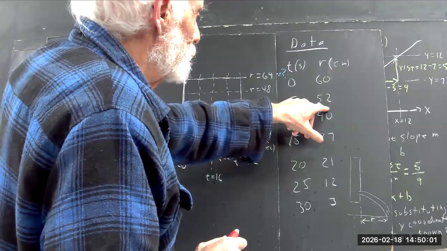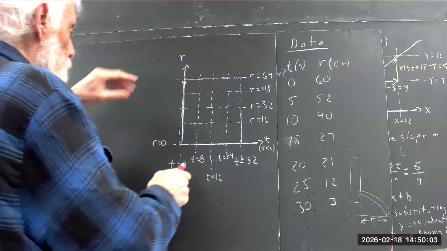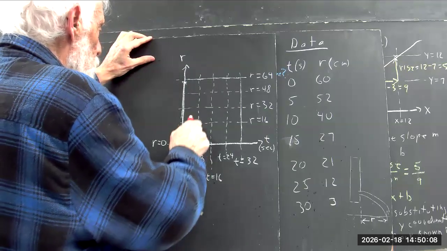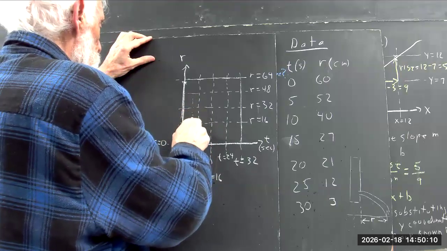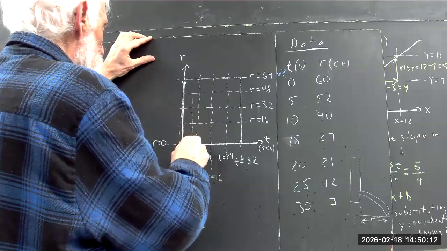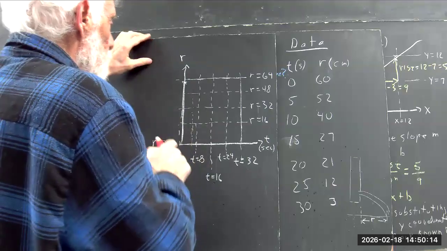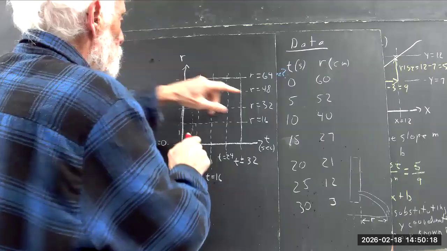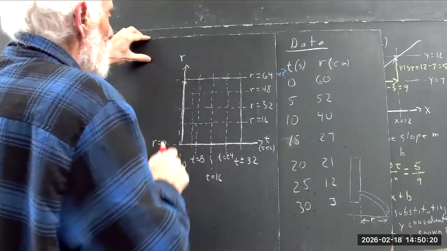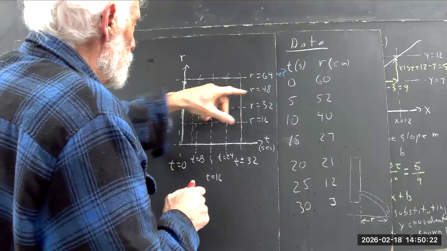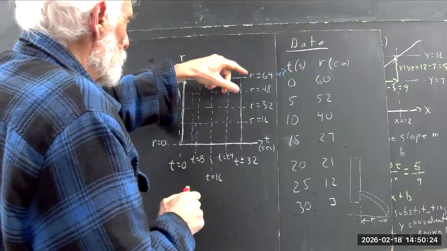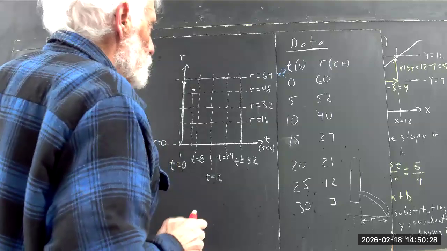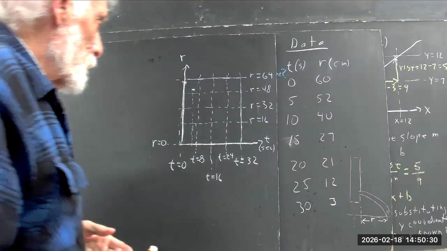T equals 5, R equals 52. Well, where's T equals 5? Here's 0 and here's 8. Halfway would be 4. T equals 5 would probably be, oh, maybe along this line. Maybe I've got a little too far to the right. And R equals 52 is a little above R equals 48. It's actually as far above 48 as 60 was below 64. So we can pretty well see where to mark this point.